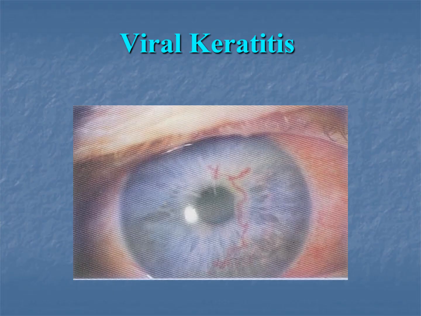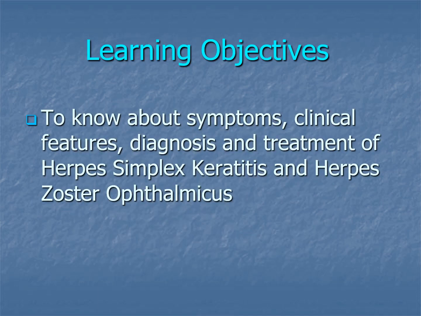Today we will discuss viral keratitis, especially herpes simplex keratitis and herpes zoster ophthalmicus, with special reference to the eye involvement. Learning objectives of this lecture are that at the end of the lecture you must know the symptoms and clinical features of herpes simplex keratitis and herpes zoster ophthalmicus, and you must know how to diagnose and treat herpes simplex and herpes zoster ophthalmicus.